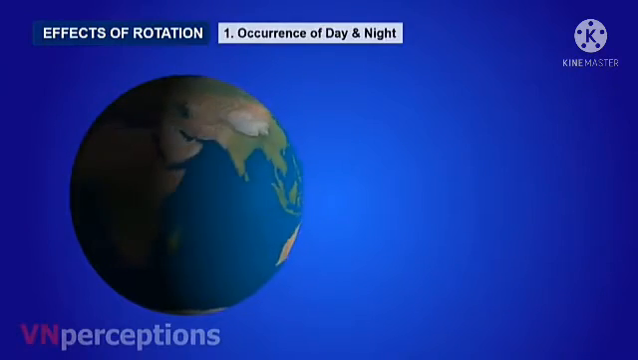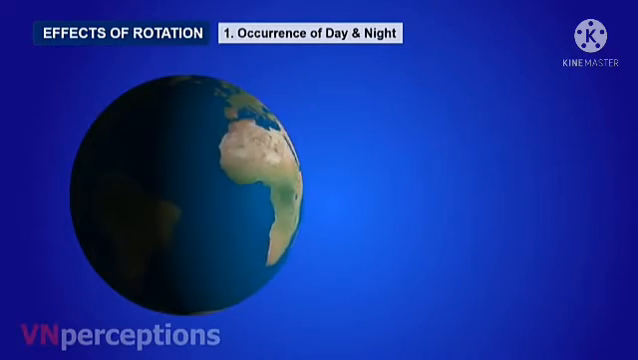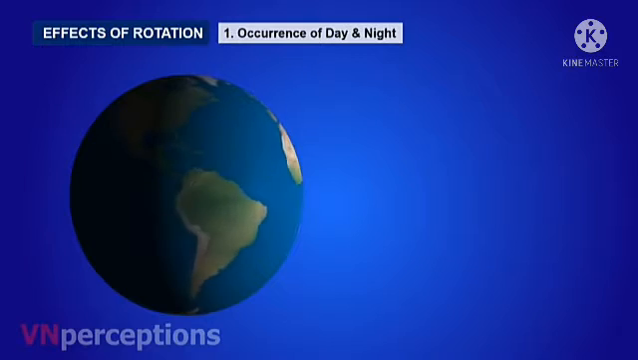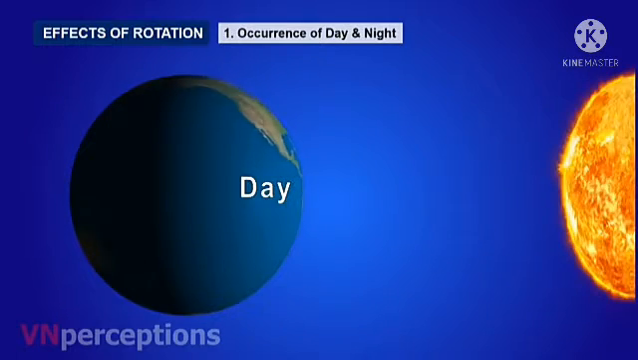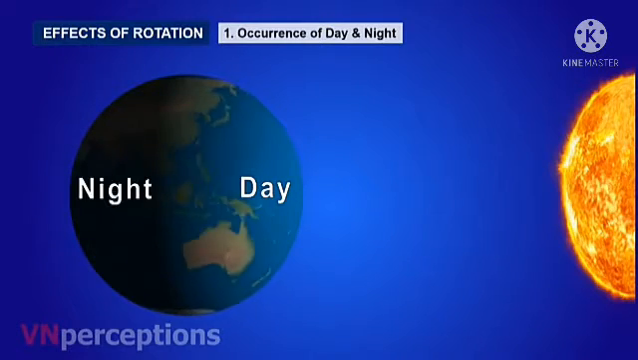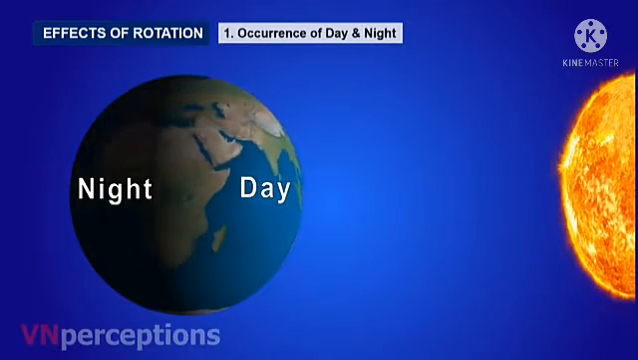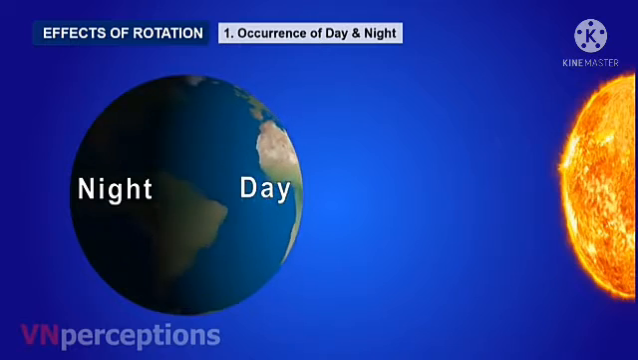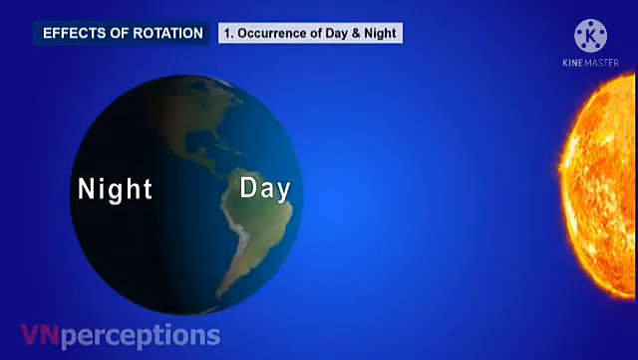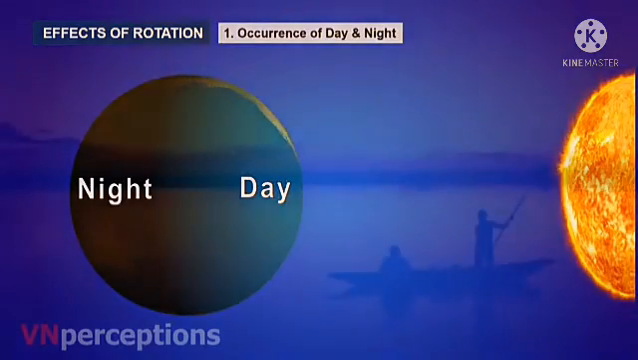Effect of rotation: occurrence of day and night. The Earth's rotation causes day and night. The part facing the sun becomes day, and the part backing the sun is night. This is because the part facing the sun receives light from the sun, while the other part backing the sun does not receive light, and that becomes night.